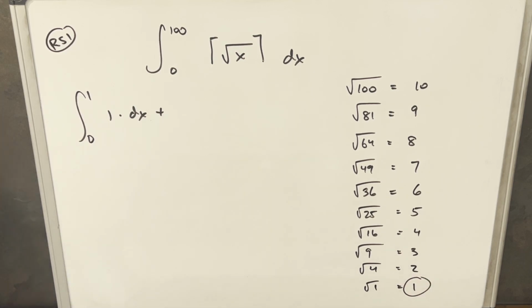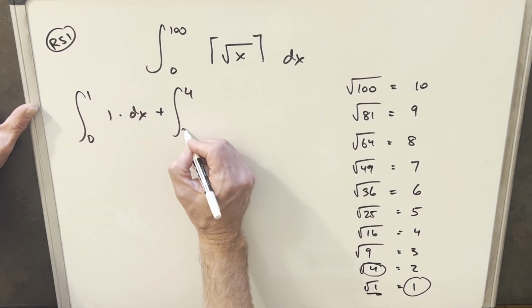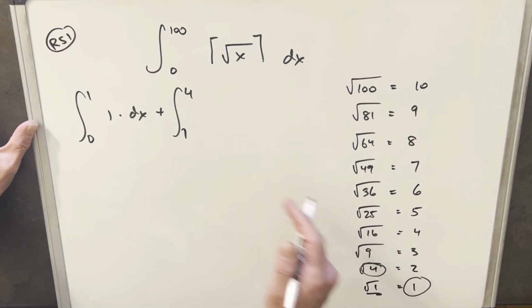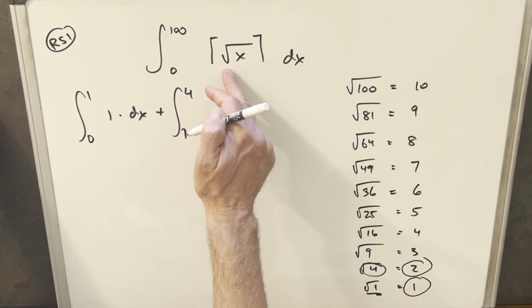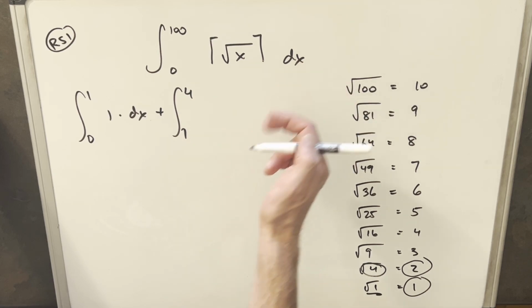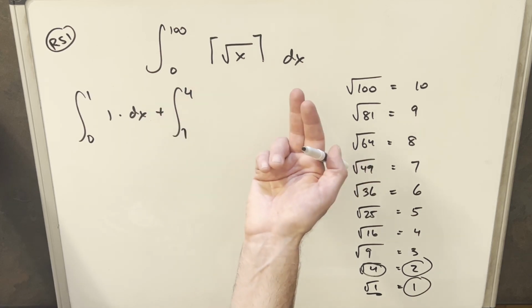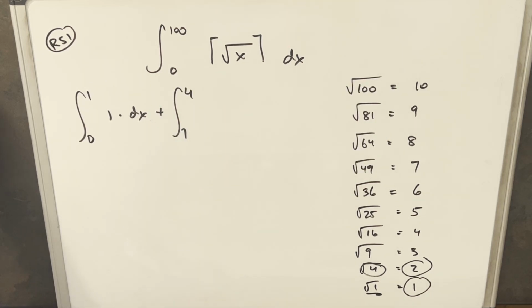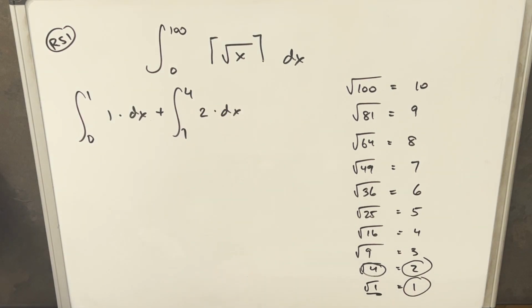Next, I should be referencing this number, so next we should be looking at this column. Let's look at this 4 right here. If we integrate here from 1 to 4, the square root of 4 is 2, and you'll notice in this whole region from 1 to 4, the ceiling function is going to take us up to 2. The square root of 4 is 2 and the ceiling takes us to 2. But if you picked another number in between, like 2, the square root of 2 is about 1.4, but the ceiling takes us to 2. So for any x value from 1 to 4, we're just going to be integrating 2 dx.